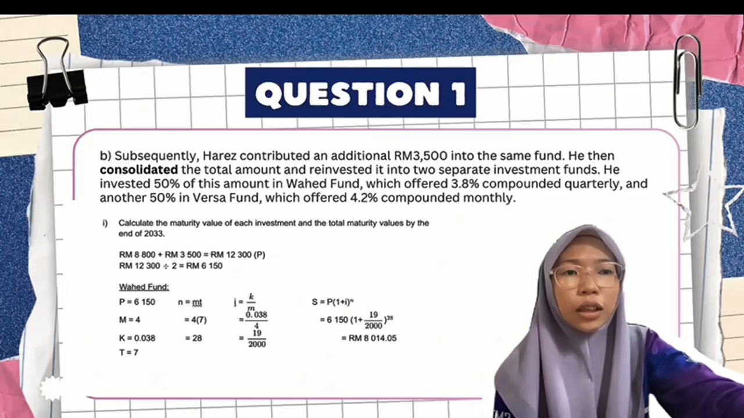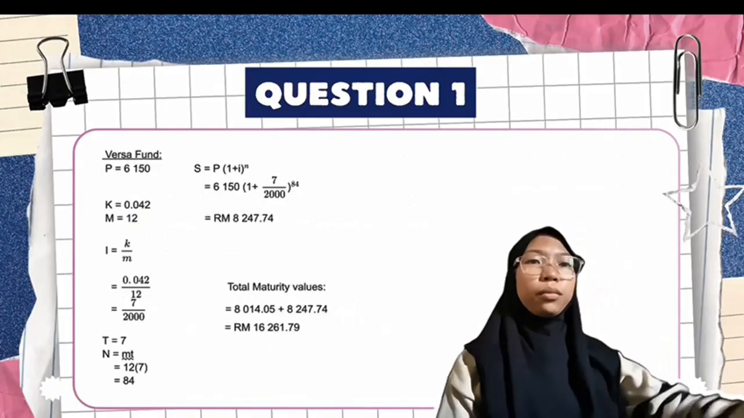When this is calculated, the maturity value for the Wahid fund becomes 8,040 ringgit and 5 cents. And that is the final value for the first half of the reinvested amount.